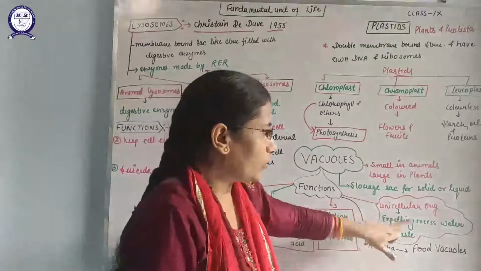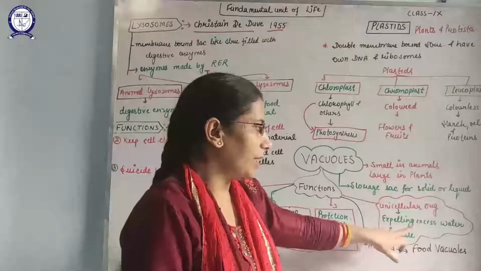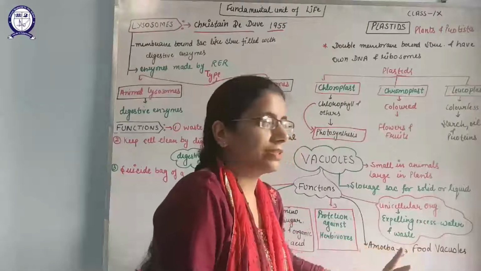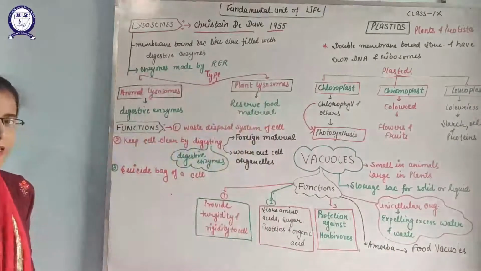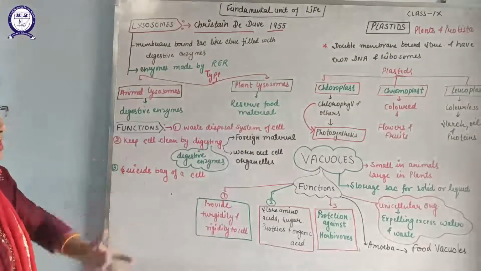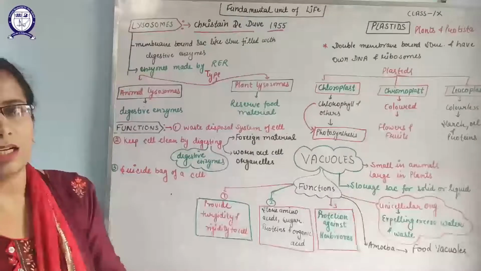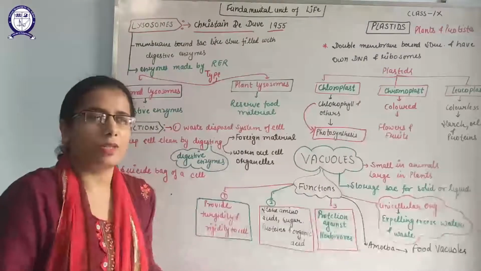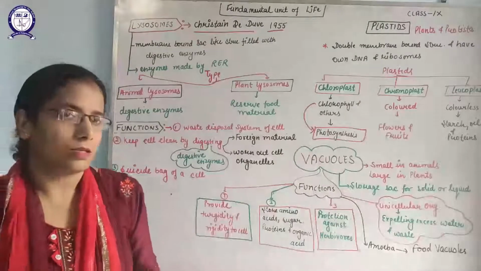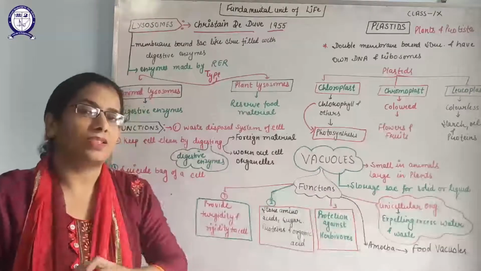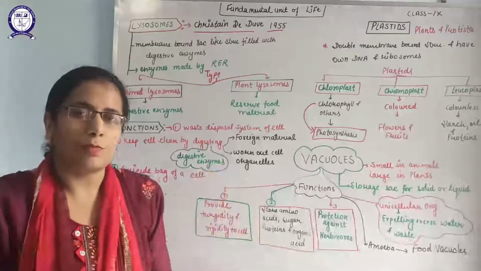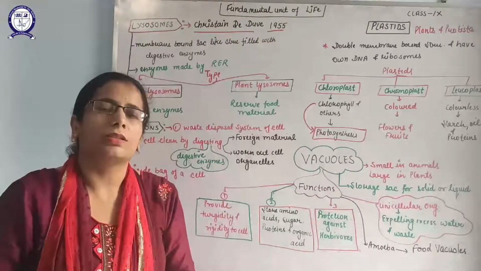And in unicellular organisms also, it helps in expelling excess waste and excessive water outside the unicellular body. So these are the last three topics, which are components of the cell. Now your chapter is complete, where we have discussed the cell, its types, and the structure of the cells along with its components, the structure of the components and their functions. Thank you, beta.